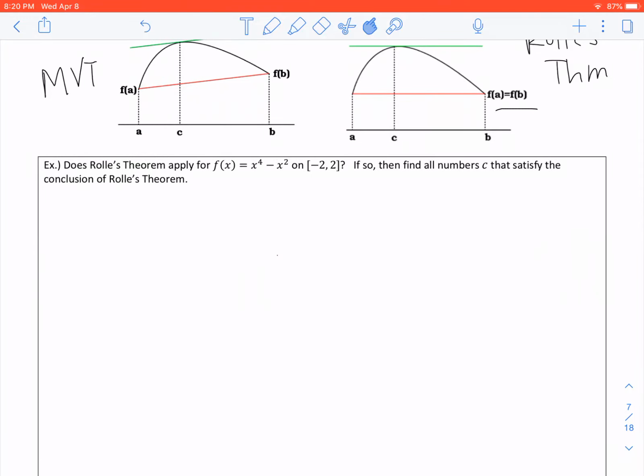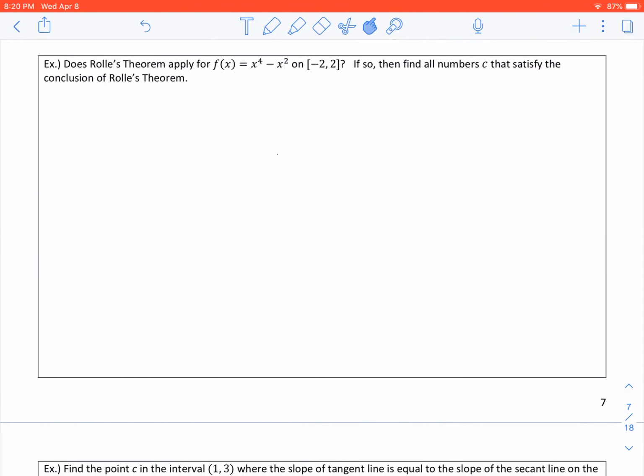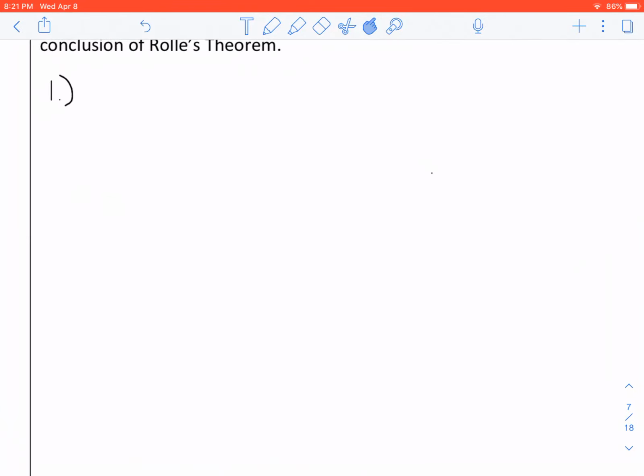The example down here says, does Rolle's theorem apply for f(x) equals x to the fourth minus x squared on the interval of -2 to 2? If so, then find all numbers c that satisfy the conclusion of Rolle's theorem. So first thing that you have to check is that our function has to be continuous on that interval. And so f(x) is continuous on the interval from -2 to 2.